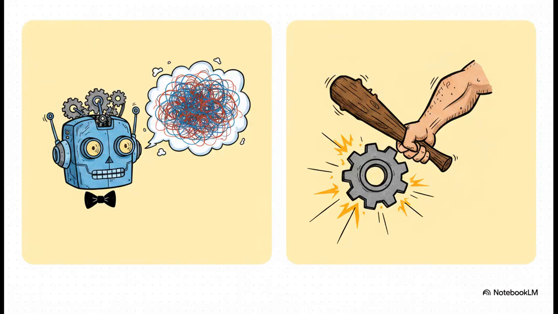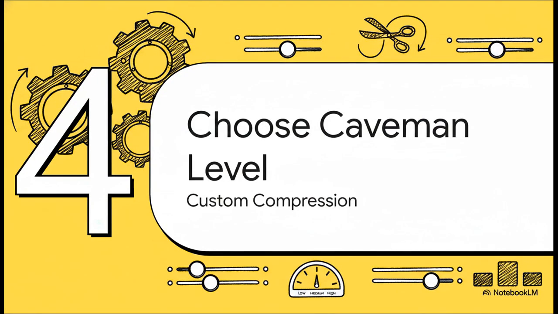Once it's on, the shift in how the AI talks is wild. Before, you get the classic, "Sure, I'd be happy to help you with that. The issue you're experiencing is most likely caused by," you know the drill. But with Caveman activated, you get, "Bug in auth middleware. Token expiry check use less than, not less than or equal to. Fix." No fluff, no filler. It pinpoints the error and drops right into the code. It's cheaper for sure, but honestly, it's also way faster to read when you're in the zone and just need the solution. Which brings us to number 4, choose your Caveman level.